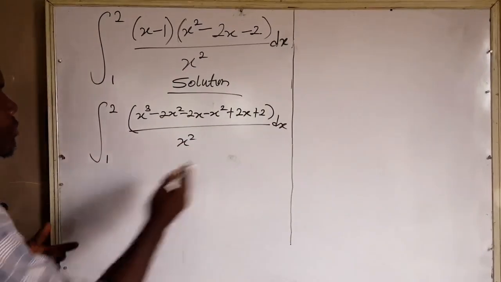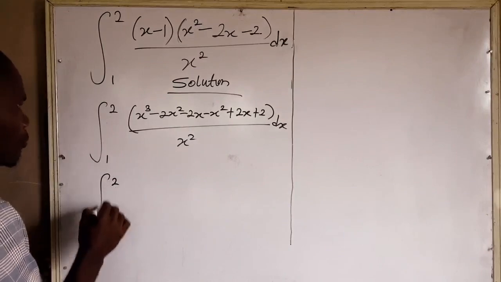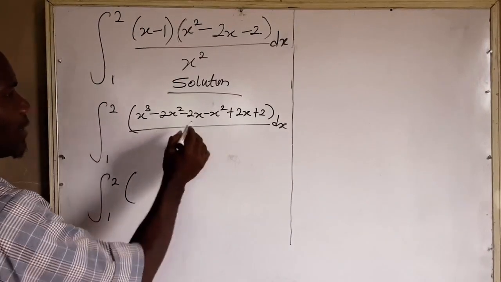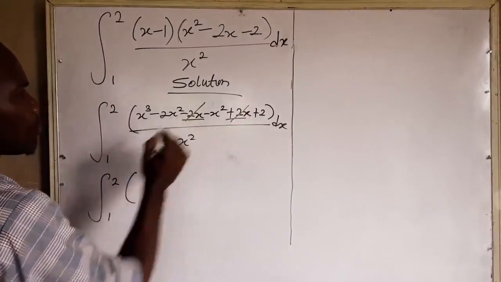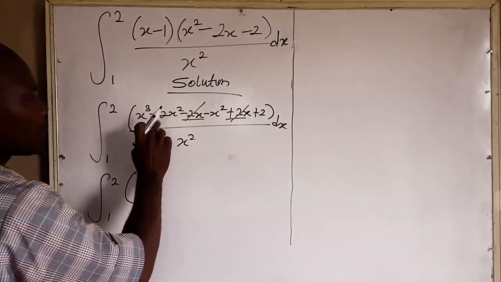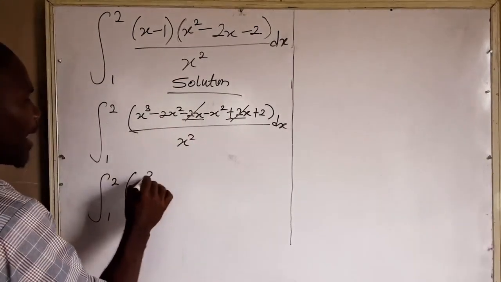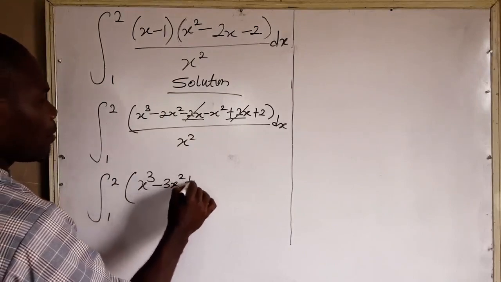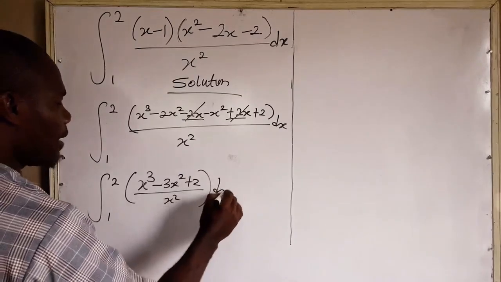So let's try to combine it together to get a meaningful value. From 1 to 2, open a bracket. You realize that this is minus 2x plus 2x, which will turn to 0. This is minus 2x squared minus x squared. This will give you x cubed minus 3x squared plus 2, divided by x squared, all dx.